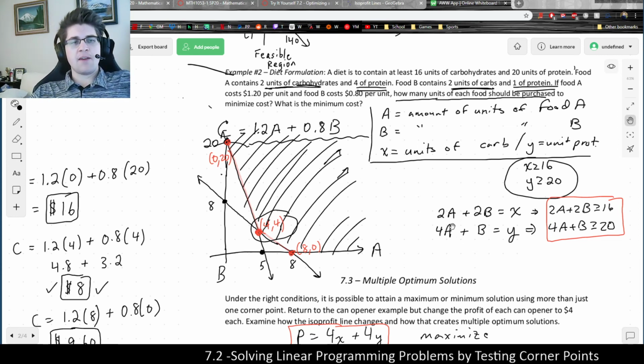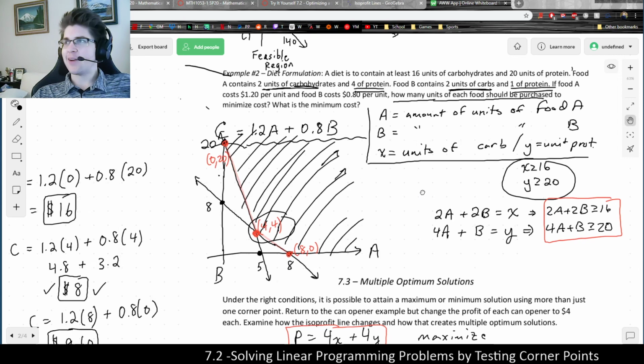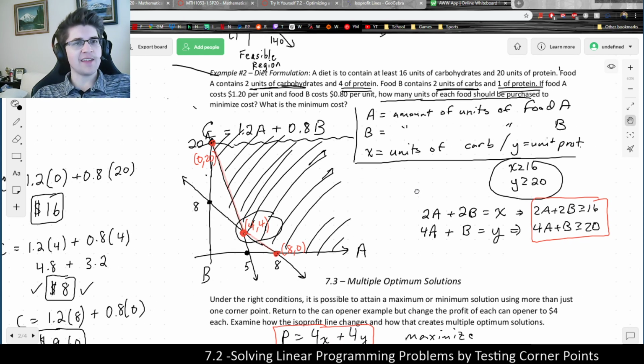And if I buy 4 units of food A and 4 units of food B, that would give me, since A had 4 units of protein per unit of A, 16 protein for the 4 units of A, and 4 units of protein for the 4 units of B, adding up to 20 units of protein, which is exactly what we wanted as well. So there we have it. This one was quite a tricky one, and hopefully that made sense.